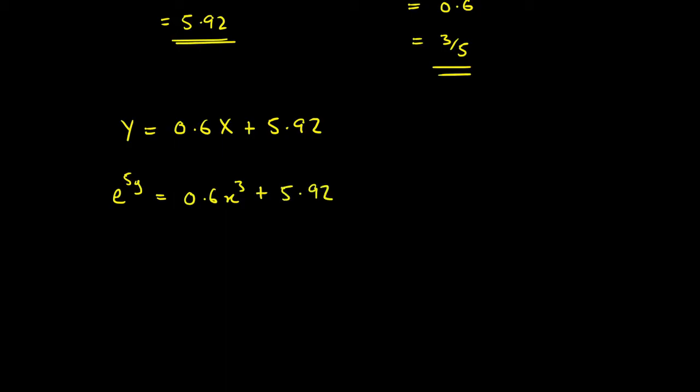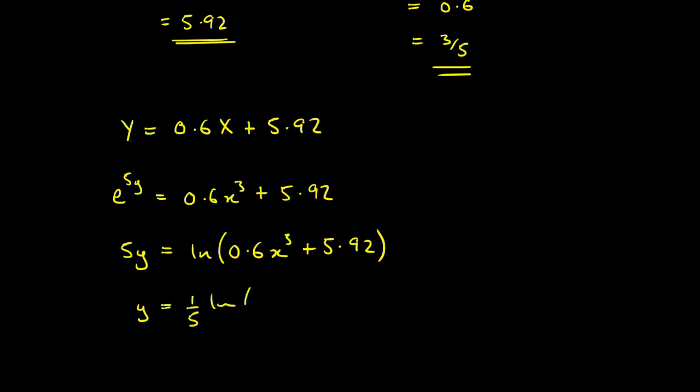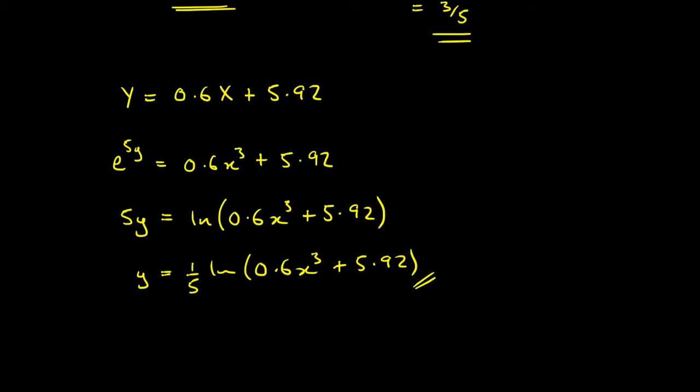Okay, so I want to write y in terms of x. What am I going to do? Well, I'm going to take the natural log of both sides. So I rewrite it in logarithmic form. So 5y equals the natural log of 0.6x cubed plus 5.92. And therefore, y is just going to equal a fifth of that, right? A fifth of the natural log of 0.6x cubed plus 5.92. Okay, and that should be our answer.